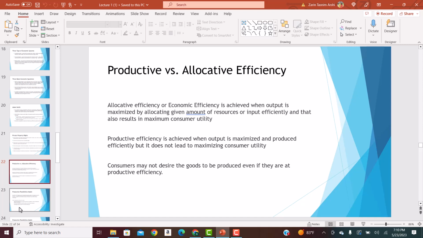But do people really want these missiles for their daily lives? There's not much demand for that missile. So consumer utility is not maximized, even though producers are producing it most efficiently. So that's productive efficiency. So obviously, allocative efficiency is much better than productive efficiency, and the ideal case scenario is allocative efficiency.